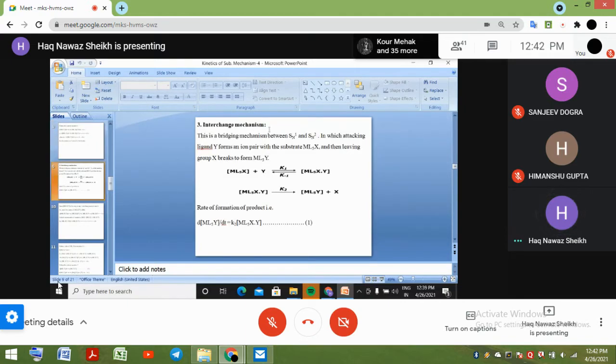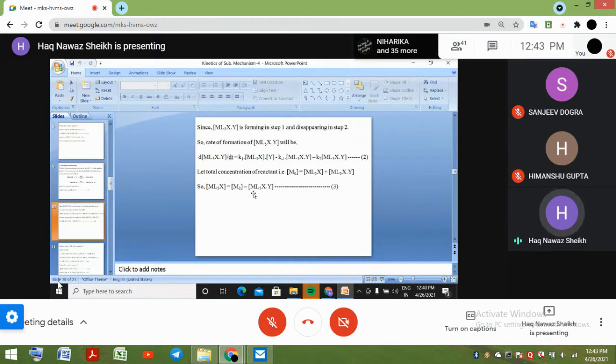Now, then we go to the interchange mechanism. This is a bridging mechanism between SN1 and SN2, in which the entering ligand Y forms an ion pair with the substrate, and then the leaving group X breaks to form the ML5Y. So again, you can have this same type of situation. The rate of reaction is K2 times this intermediate. Again, you will use this steady state approximation.